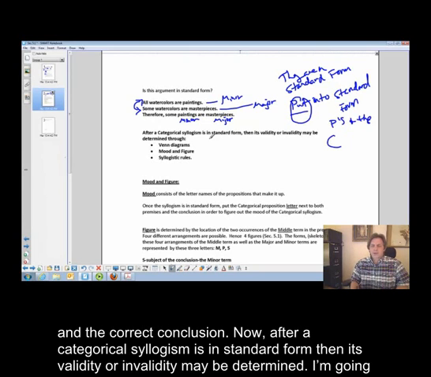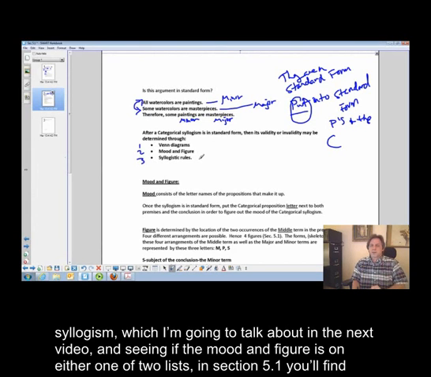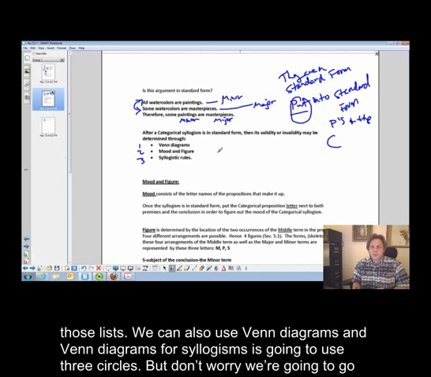Now, after a categorical syllogism is in standard form, then its validity or invalidity may be determined. I'm going to show you three ways that you can test if a categorical syllogism is valid. The first is by determining the mood and figure of a syllogism, which I'm going to talk about in the next video, and seeing if the mood and figure is on either one of two lists. In section 5.1 you'll find those lists.